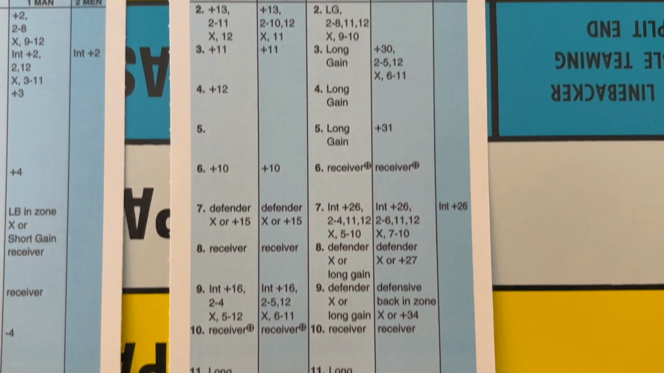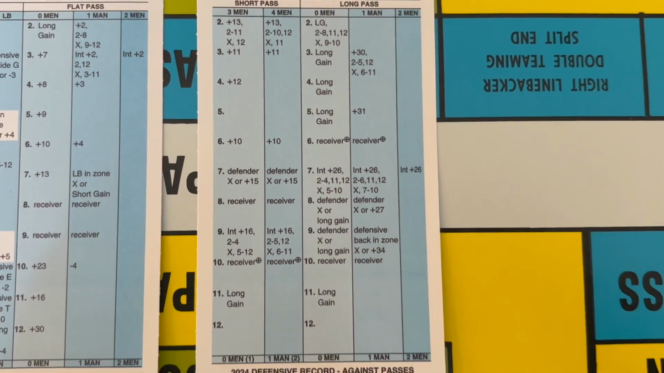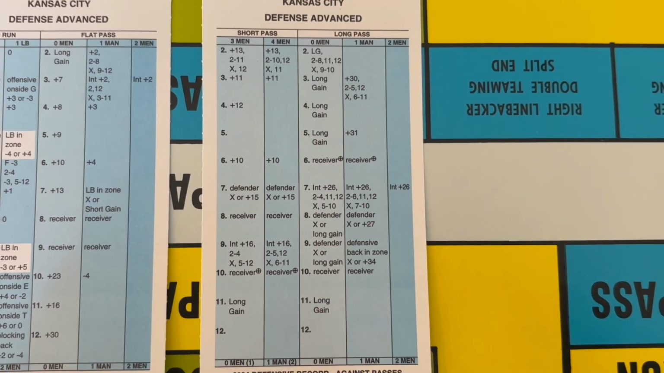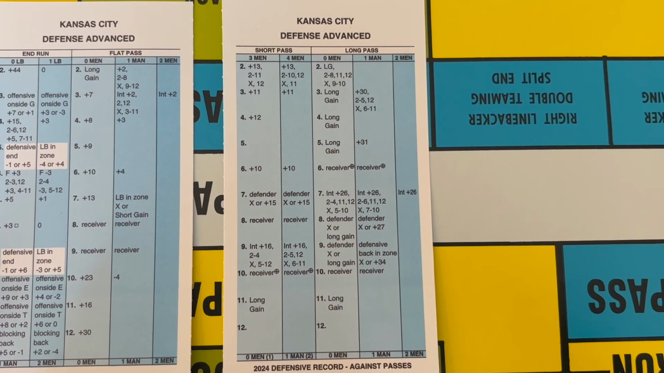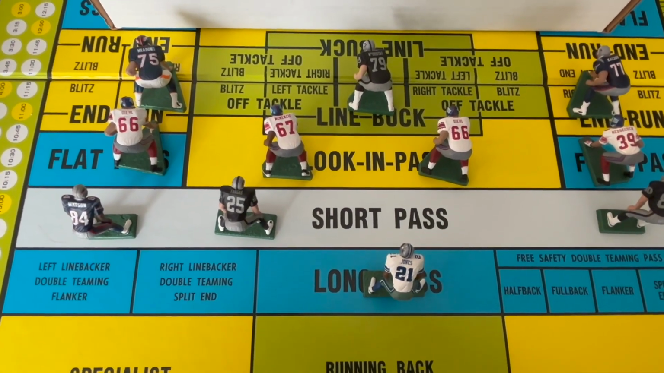However, the short pass zone with 4 men is definitely strengthened. You strengthen one zone and weaken the other. And that's part of the strategy. Okay, now let's talk about the 3-4 defense.